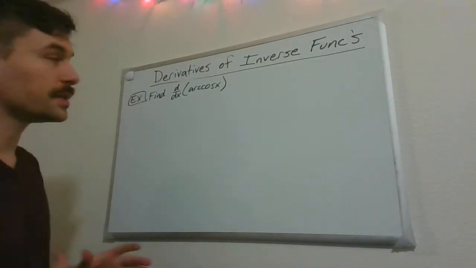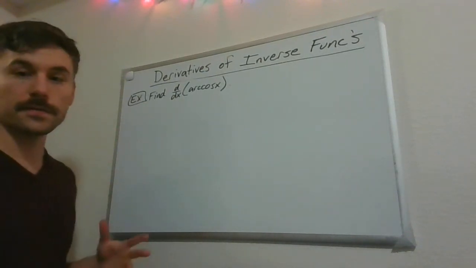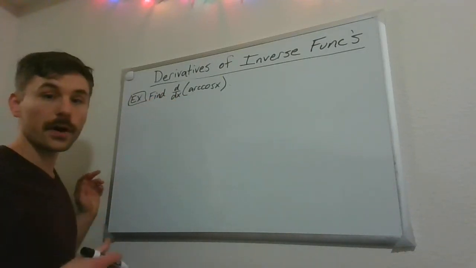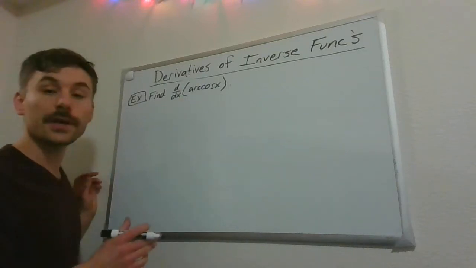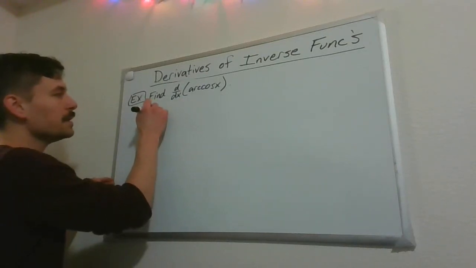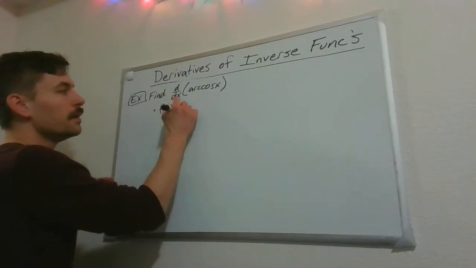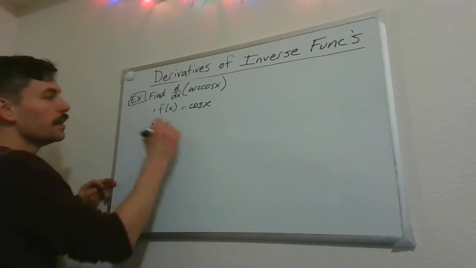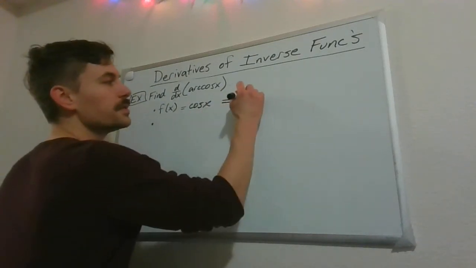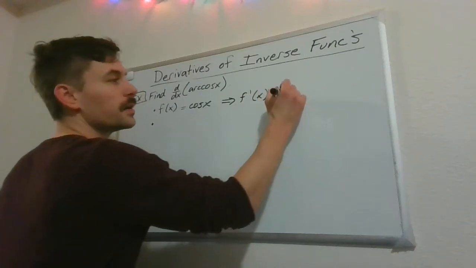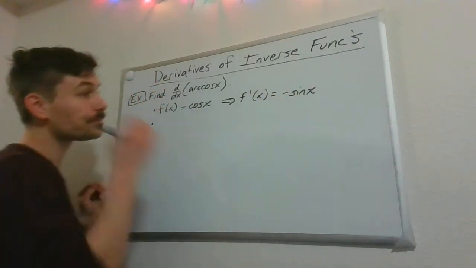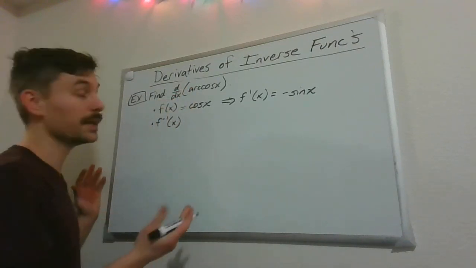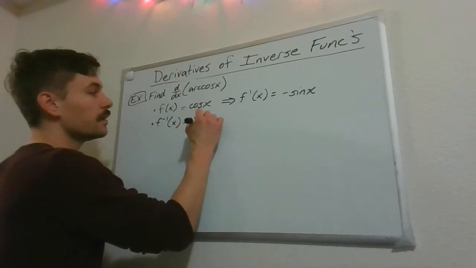All right, let's do one more example where we're finding the derivative of some inverse function. So suppose we want to find the derivative of arc cosine of x, otherwise known as cosine inverse of x. That means that the original function f of x would have been cosine of x. And we know that the derivative of cosine is going to be negative sine of x. And our inverse function, the thing that we're interested in, is arc cosine of x.